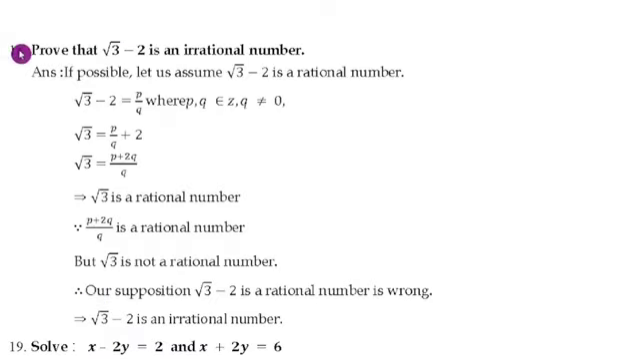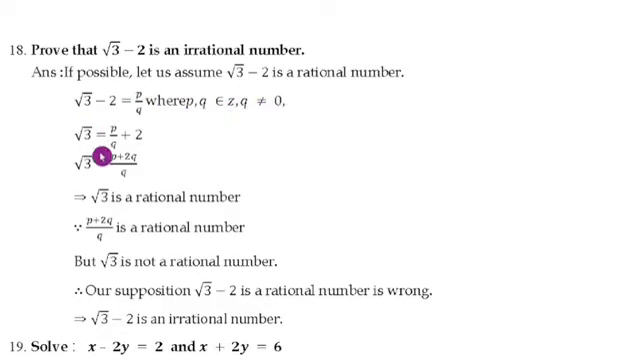So practice. 18th question, prove that root 3 minus 2 is an irrational number. So first, if possible, let us assume. So we have to assume root 3 minus 2 is a rational number. So root 3 minus 2 will become p by q, where p and q both belong to Z, but q not equal to 0.